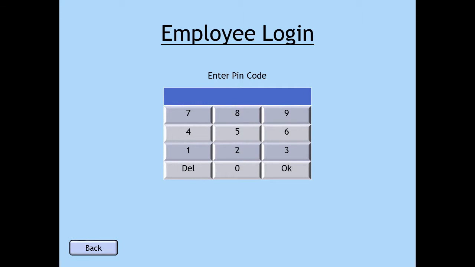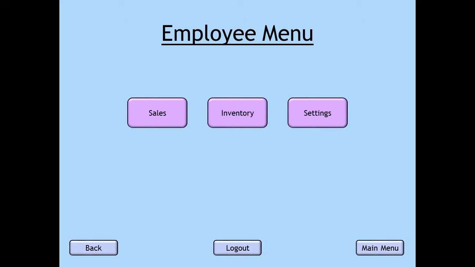Now we move on to the employee section. This is the initial page where the employee logs in for security reasons, and you have the back button here. Here's the employee menu. And as you can see here, we have 3 options: sales, inventory, and settings. Also at the bottom we have the button layout for the entire employee side. We have the back button, the logout button, and the menu button. You will see these buttons throughout every slide in the employee side, so the employee knows how to exit out or log out of the kiosk.